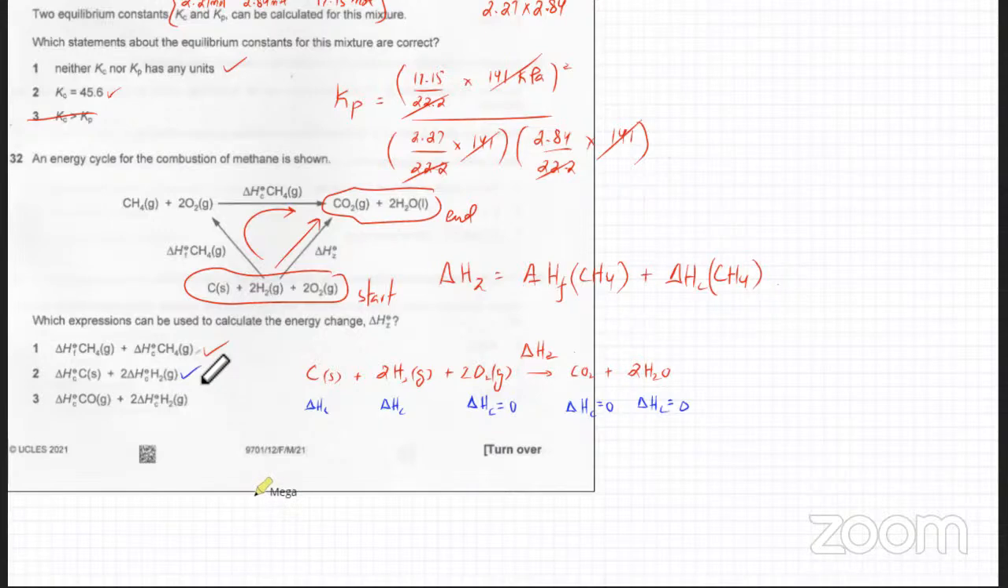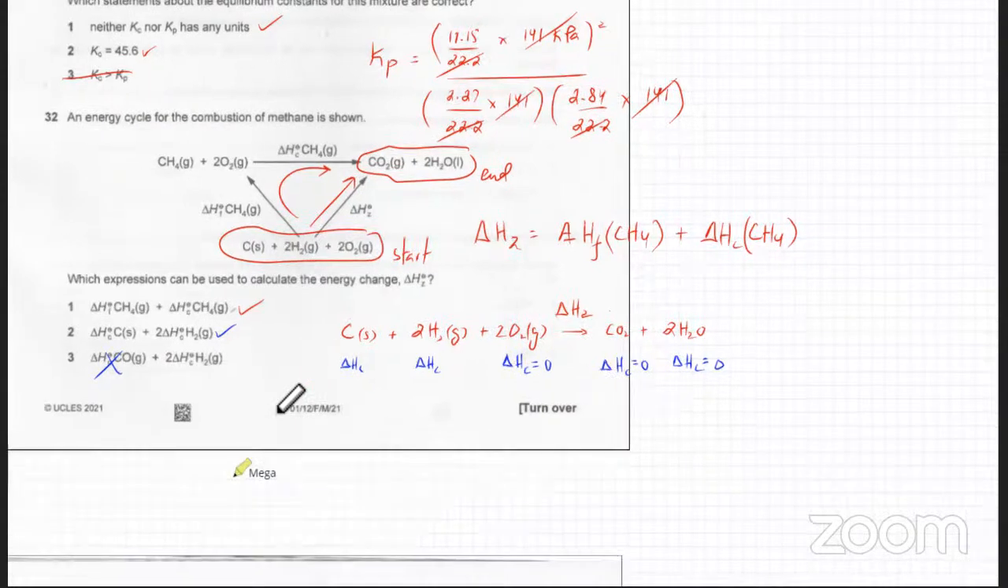And then you have another one, which is enthalpy of combustion of carbon monoxide. That is definitely correct because there is no carbon monoxide anywhere. So enthalpy of combustion of carbon monoxide, we don't need that. I mean, there is no carbon monoxide anywhere, so we don't need that. So that number 3 is definitely wrong.